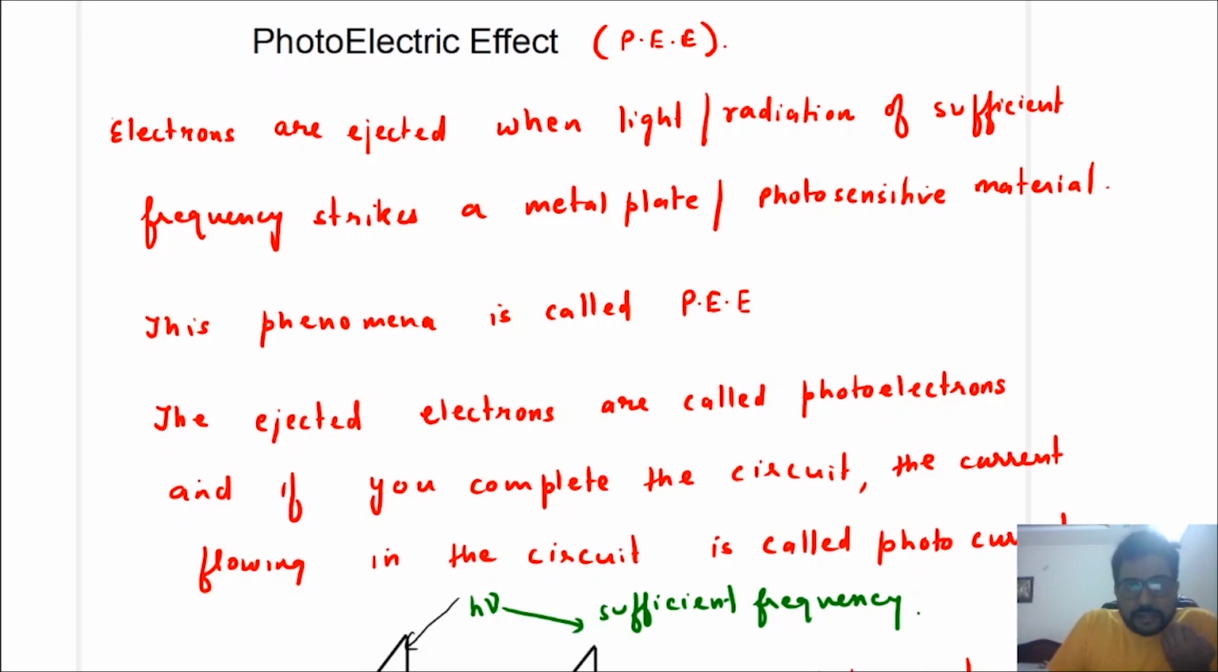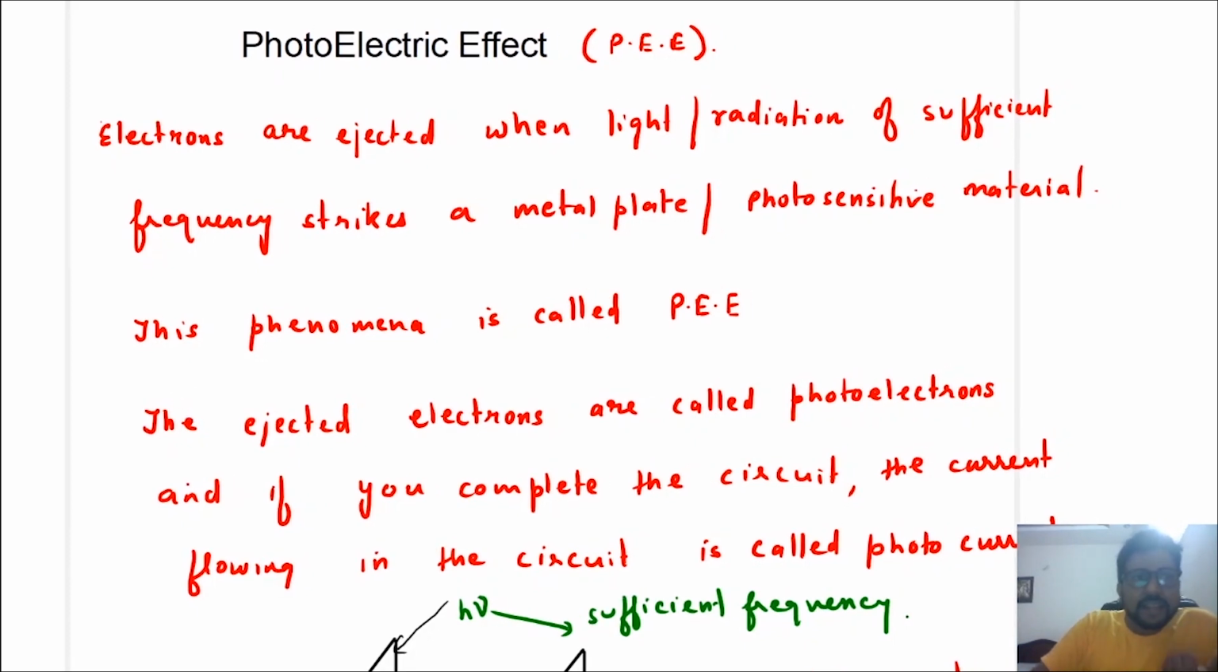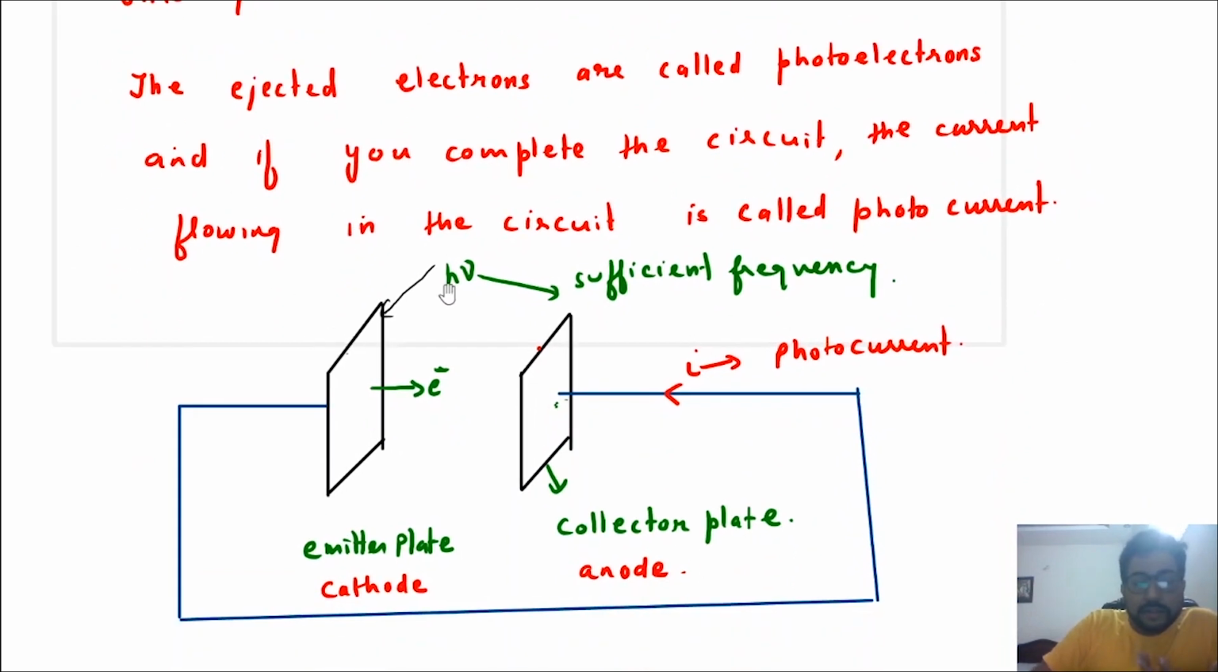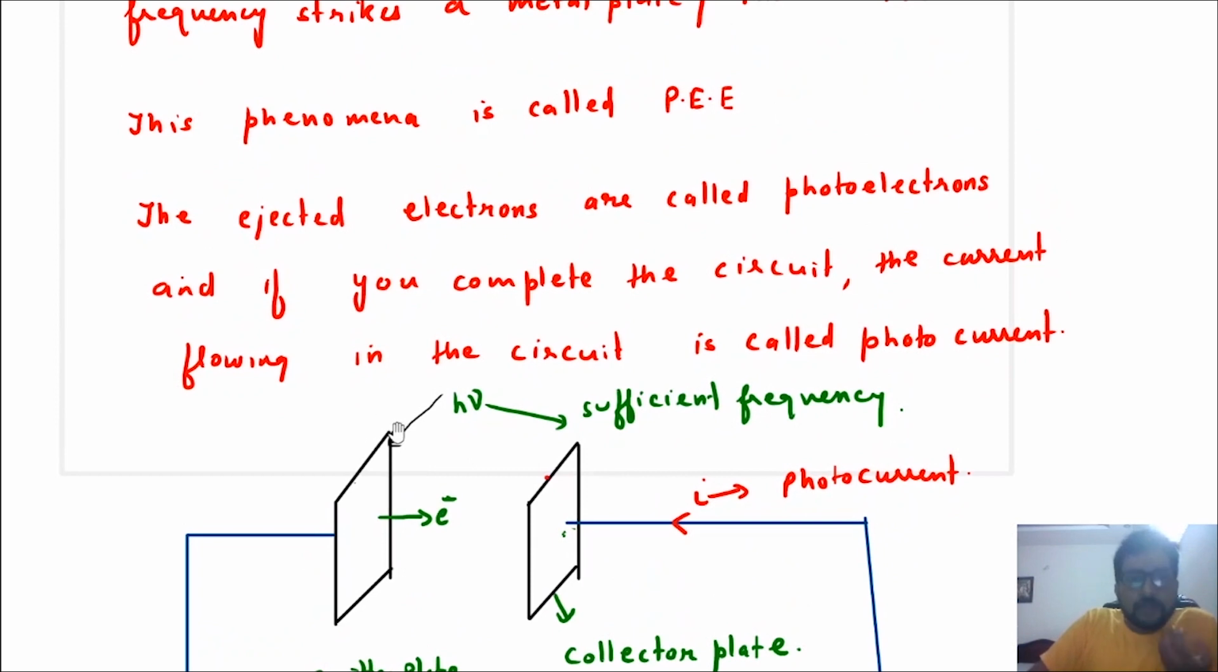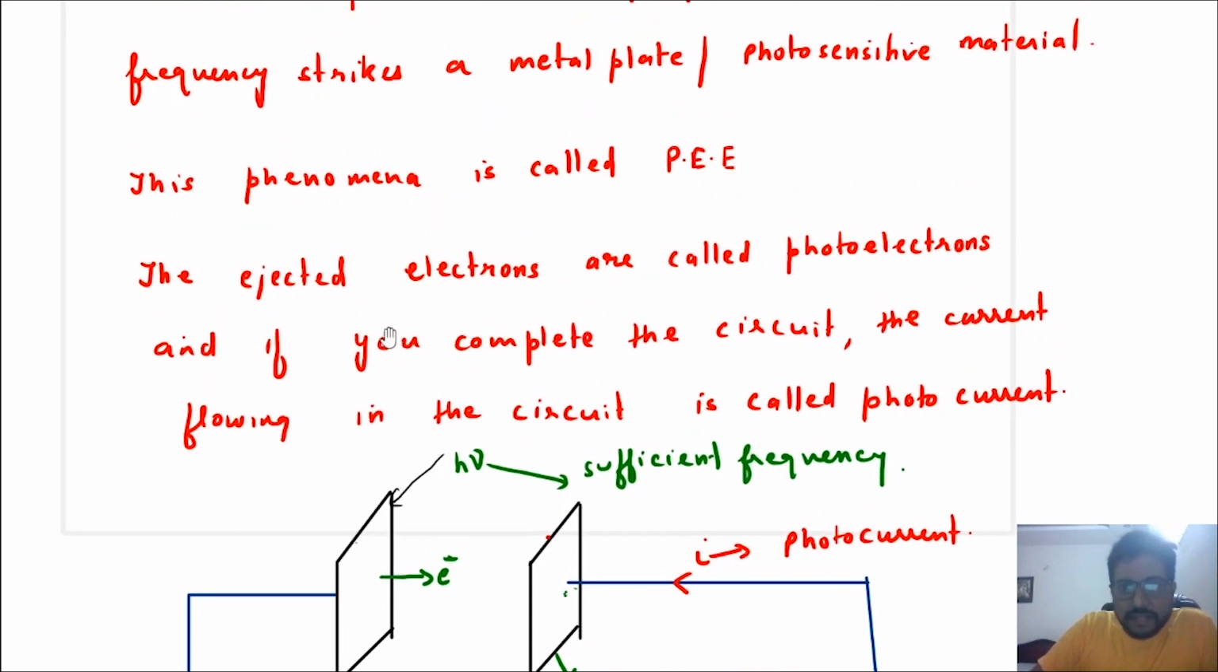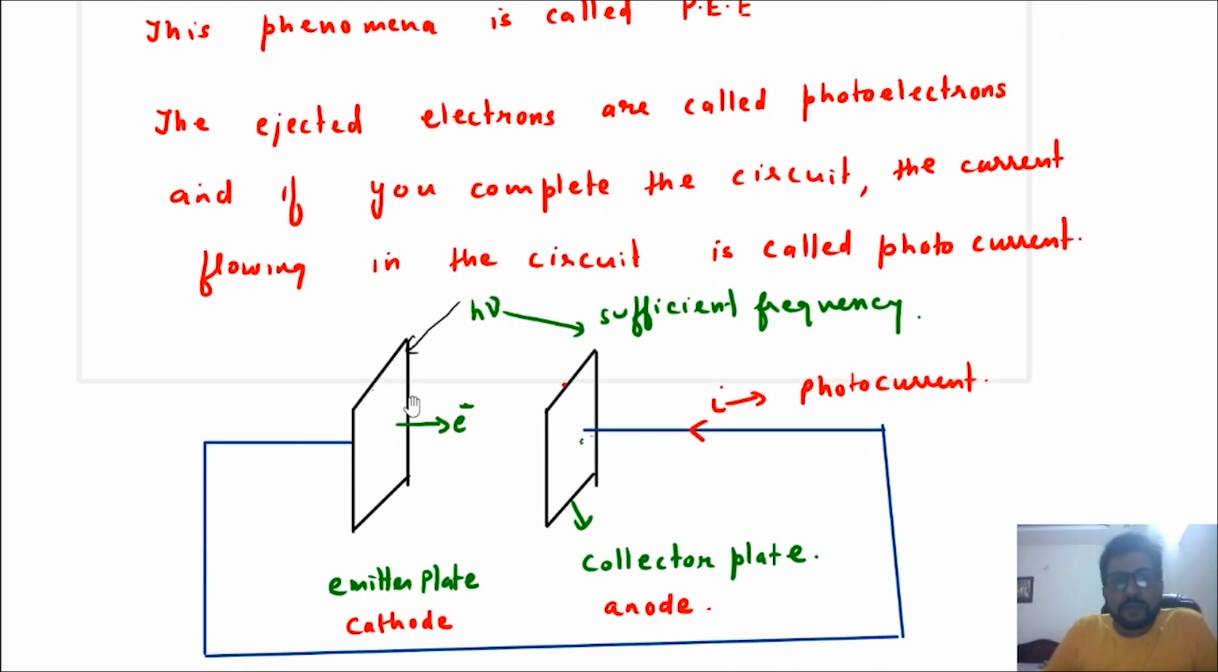Now first let us see the definition of the photoelectric effect. When light of sufficient frequency strikes a metal surface, electrons are ejected from the surface, and this phenomena is called the photoelectric effect. So it's a very simple phenomena where when light of sufficient energy strikes a metal plate or any photosensitive material, then electrons get ejected from that material. This phenomena is called the photoelectric effect, and the ejected electrons are called photoelectrons.